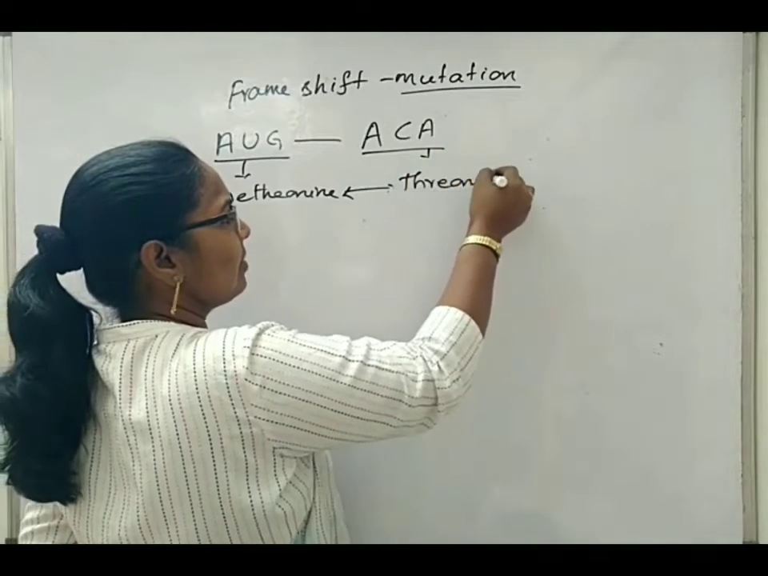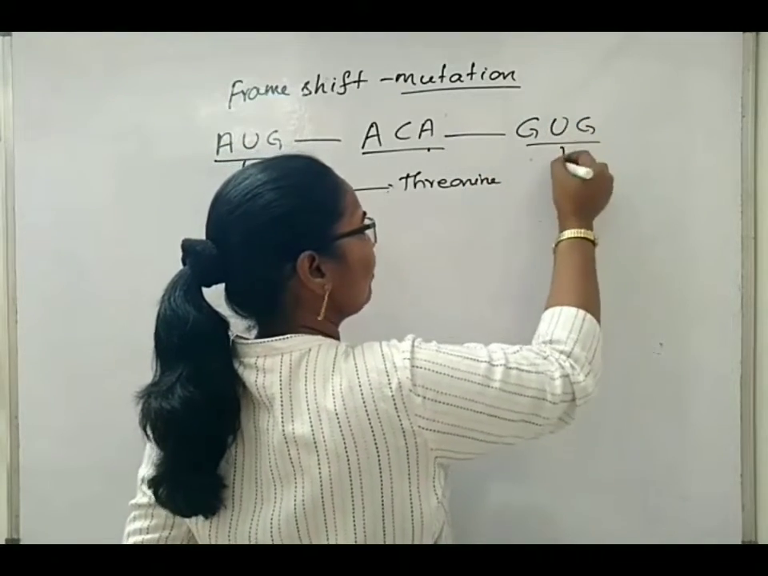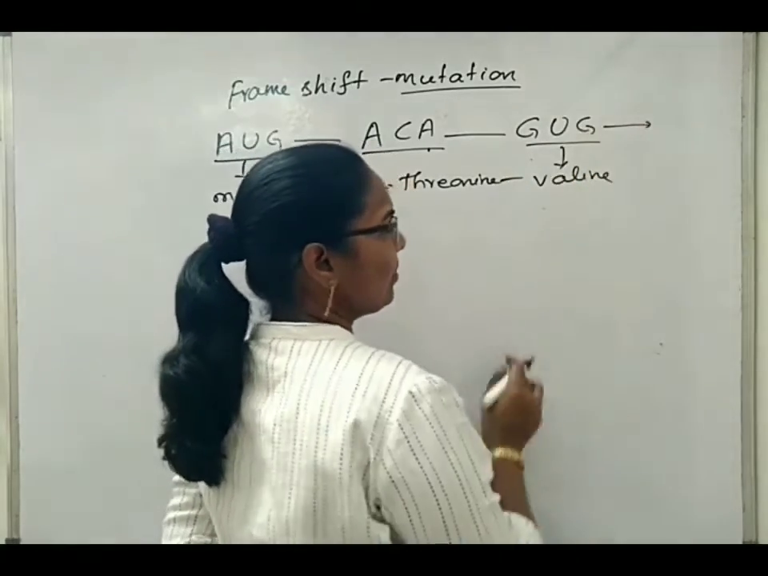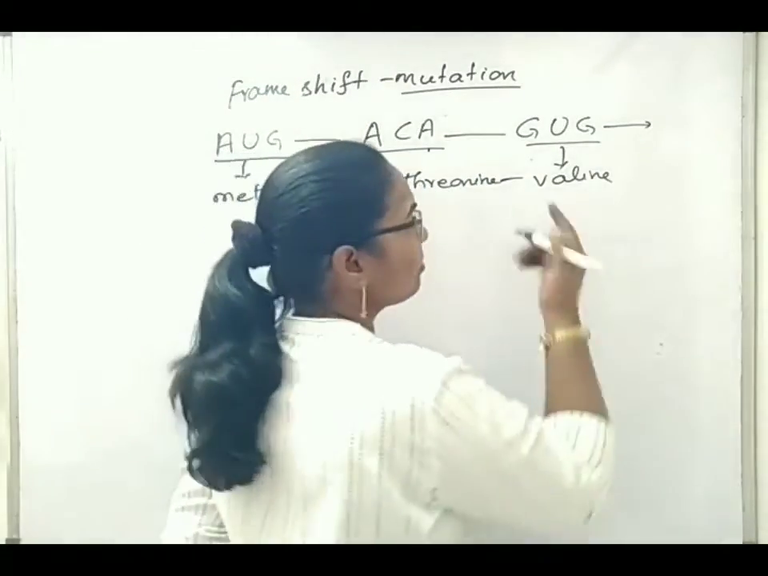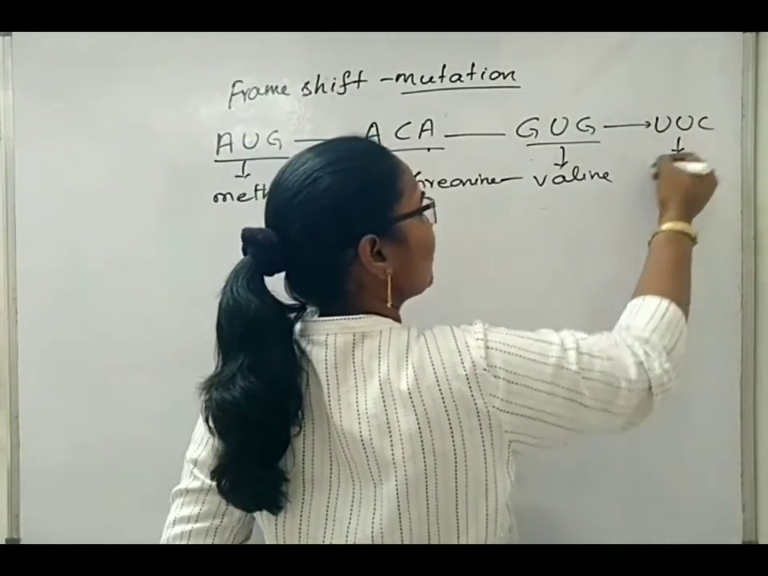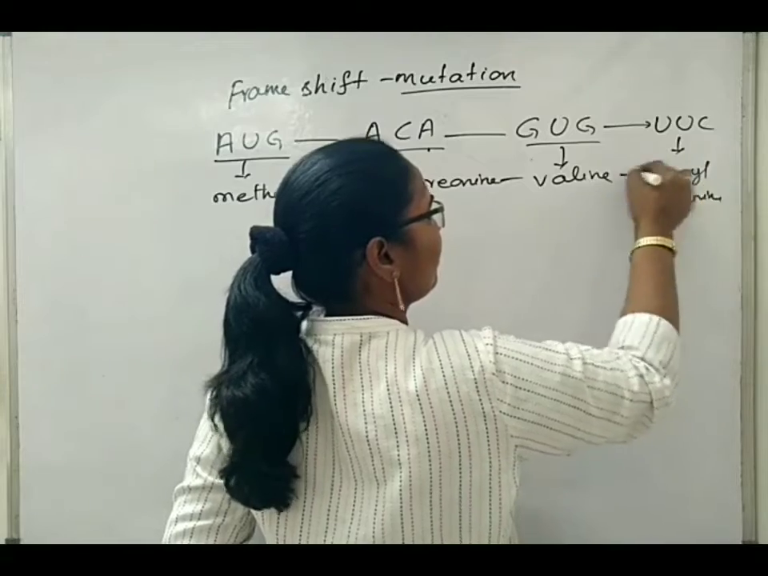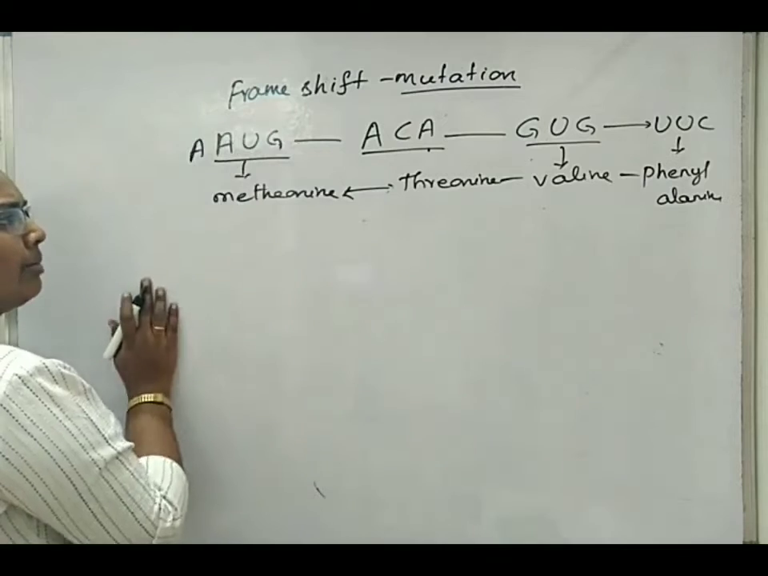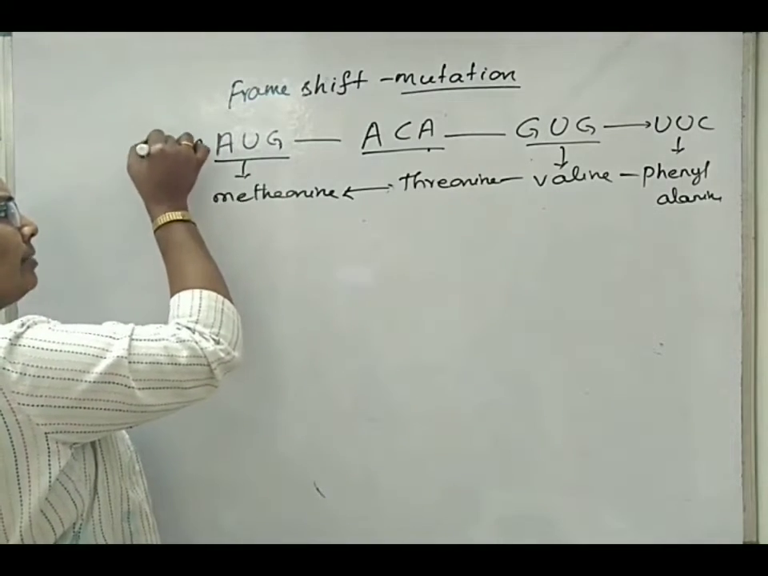Another codon sequence, that is GUG, which codes for valine. Here will be a peptide bond. Another codon sequence we can take, for example UUU, okay, UUC, which codes for phenylalanine. Suppose there is an extra addition of any type of nitrogen base at one point of the codon, then it is also not divisible by 3.